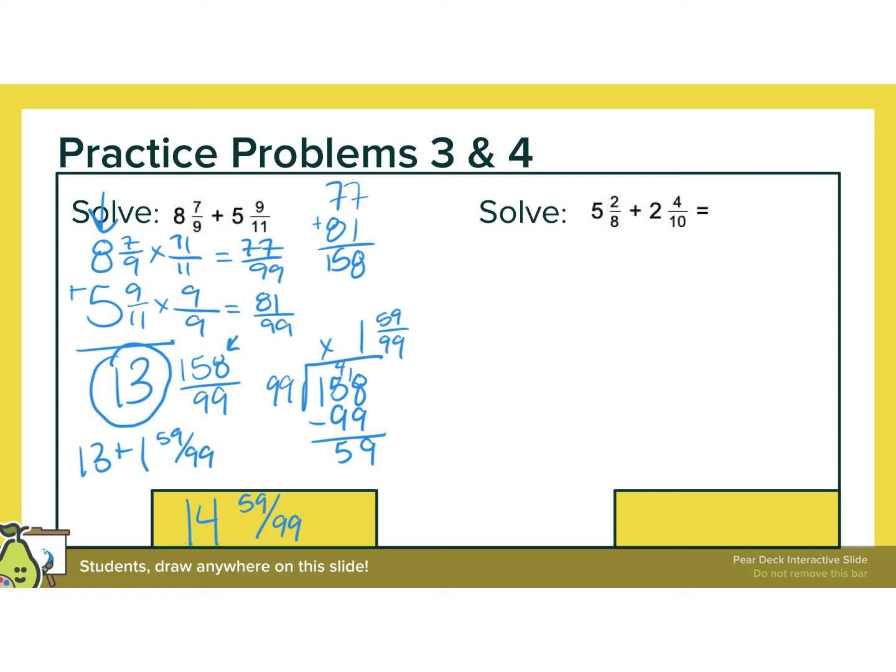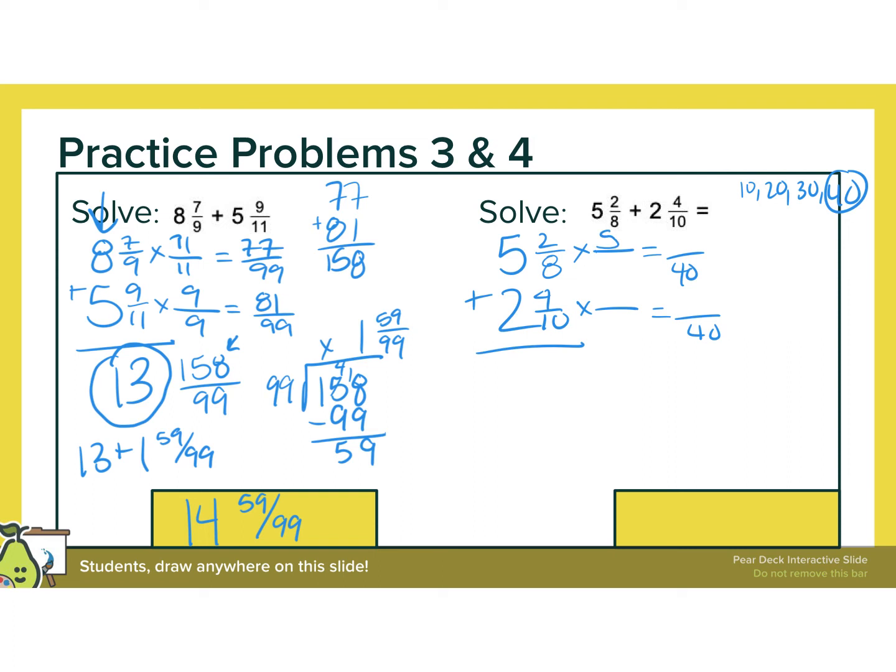Let's try 4. Step 1, vertically. Step 2, add your fractions, 8 and 10. 80 is big, so I'm going to count by tens. 10, 20, 30. 8 can go into 40, so my common denominator is just 40, not 80.